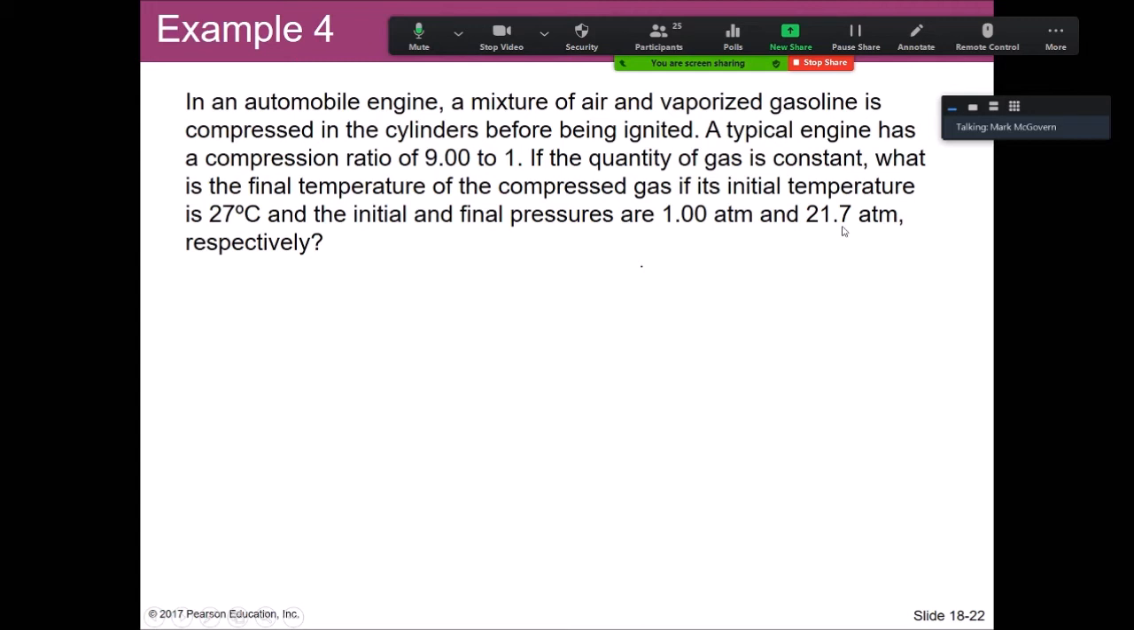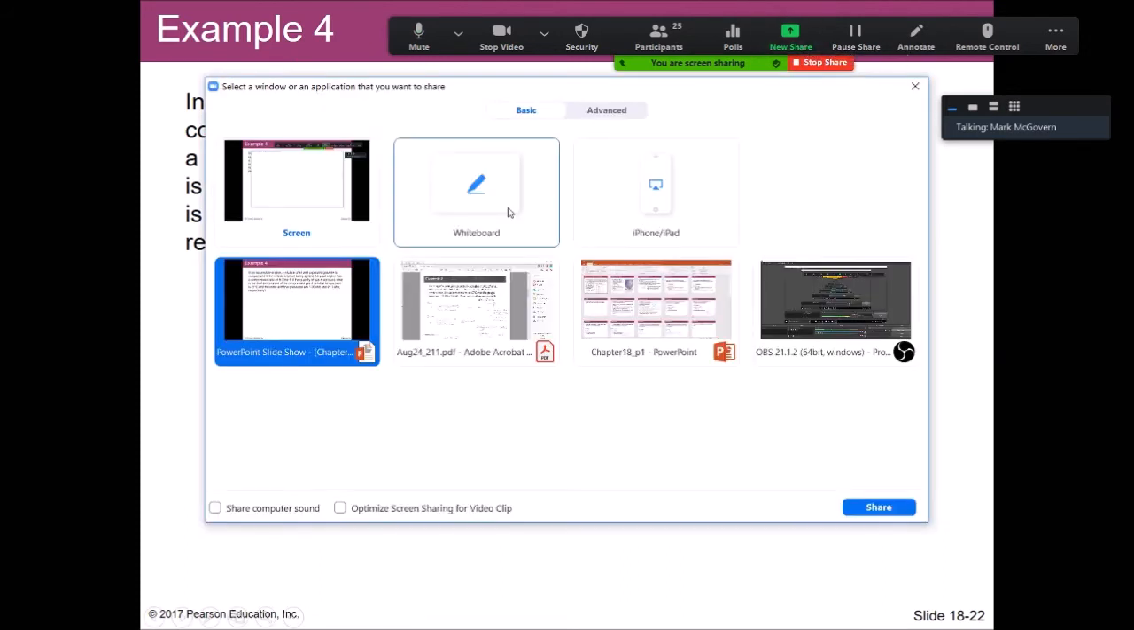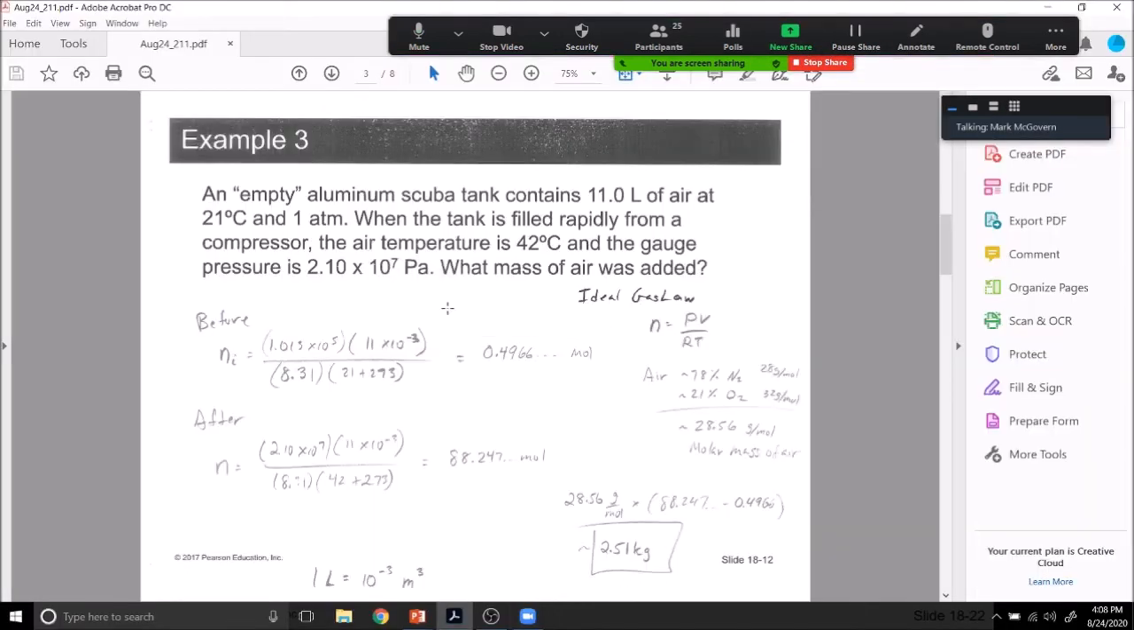So during the compression, the volume drops by a factor of 9, right? The pressure goes up by a factor of 21.7. And we want to figure out what happens to the temperature here. So my guess is the temperature probably goes up a lot. I don't know much about cars, but I'm guessing it goes up a bit. Let's see how this works, though.